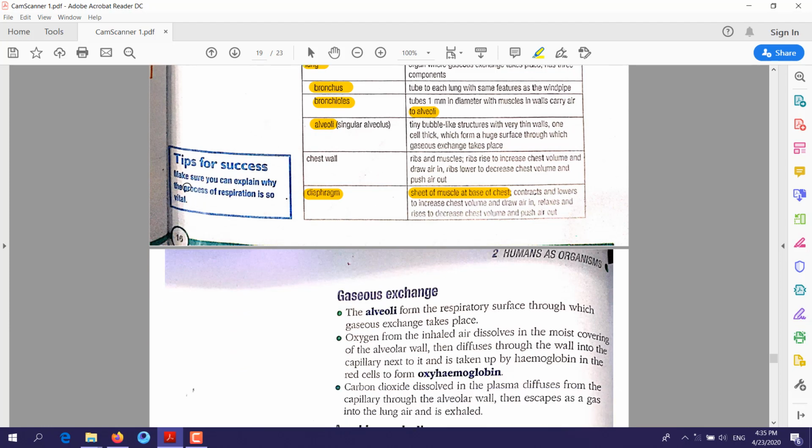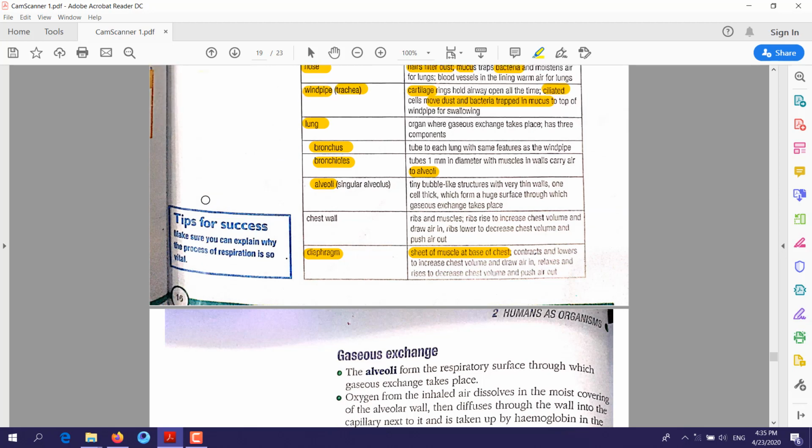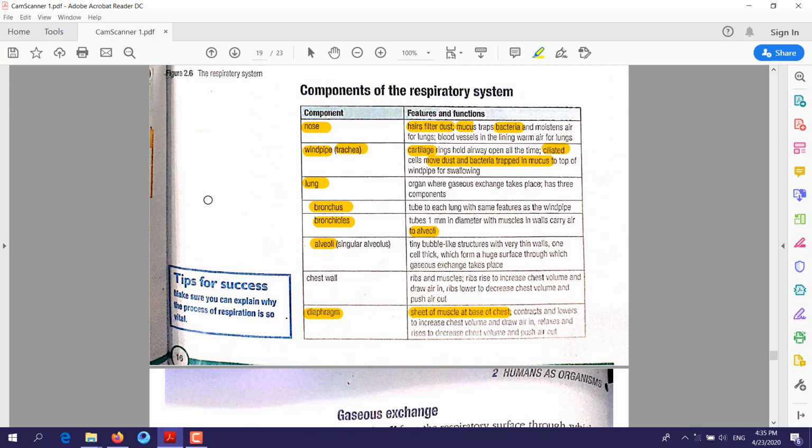Tips for success: make sure you can explain why the process of respiration is so vital. What do you think? Why is respiration vital, or why is it important to survive or to stay alive?